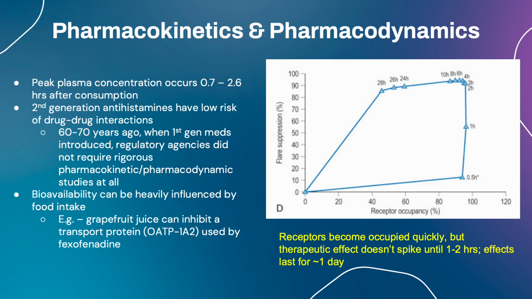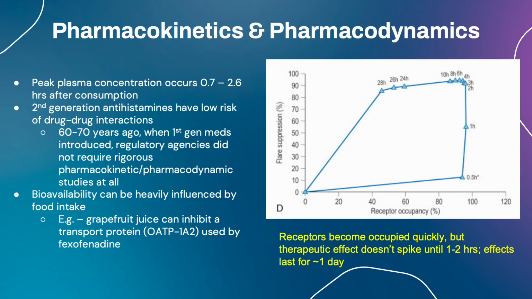So I want to look at this graph here for a second. We can see that receptor occupancy is displayed on the x-axis, and flare suppression is on the y-axis. Wheal and flare suppression is one of the ways that antihistamines are studied in vivo. Basically, what we see in this graph is that around 30 minutes in, you're going to reach upwards of 90% receptor saturation.